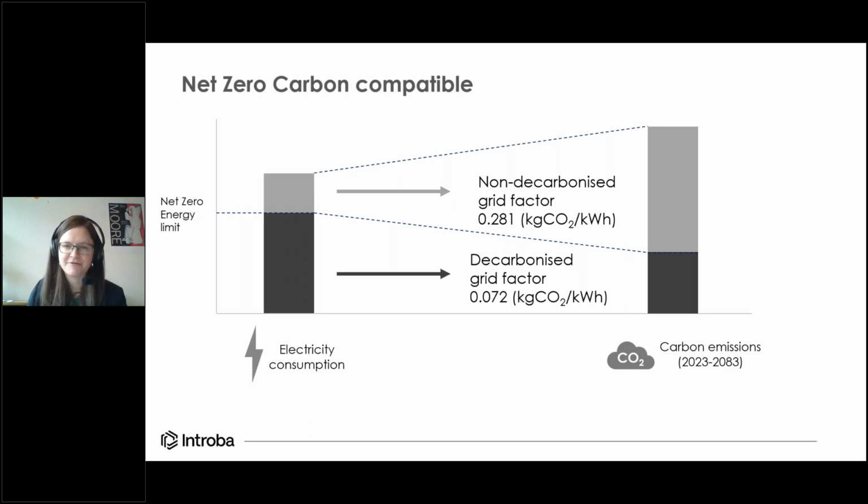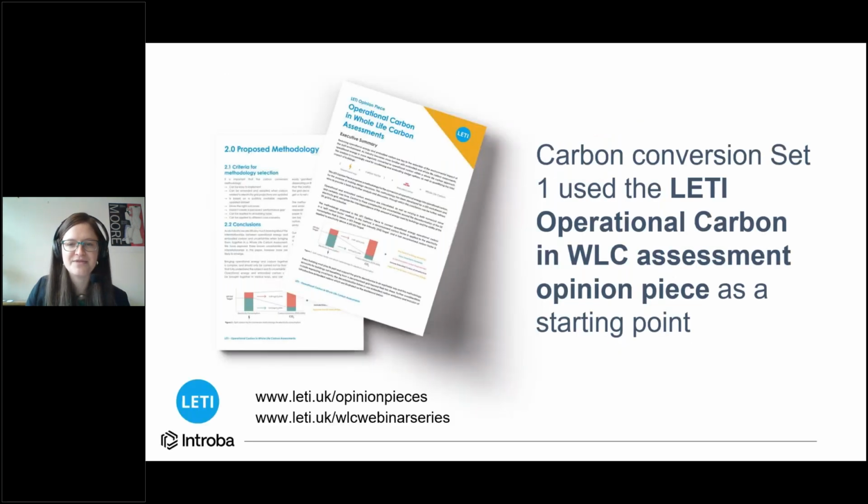So we have this central methodology called net zero carbon compatible, where if you are using your fair share, your budget of your net zero energy limit, then you assume your decarbonised grid factor, and any kilowatt hour of electricity above that, you assume a non-decarbonised grid factor, because our grid won't be able to decarbonise if all our buildings use so much energy. This methodology has been developed from a piece of work that LETI did. If you're interested in this, there's a whole webinar about it. Go to the Whole Life Carbon webinar series page, where you can watch the webinar and read the document, which sets out the benefits of this approach.